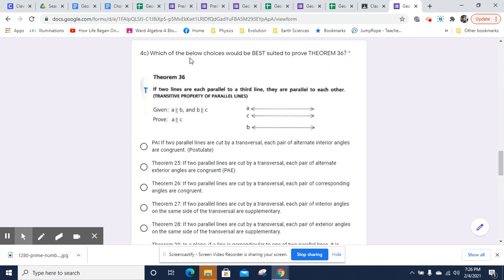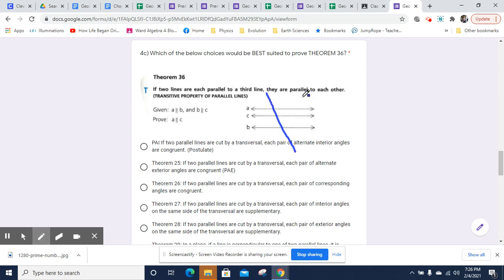So when you get this, it's going to actually talk about if you were to draw a transversal through these, how could we use that? And you could use any of a variety of strategies. How could you use that to prove this theorem? Theorem 36 says, if two lines are each parallel to a third line, they are parallel to each other. So there's a variety of ways that you can prove that.